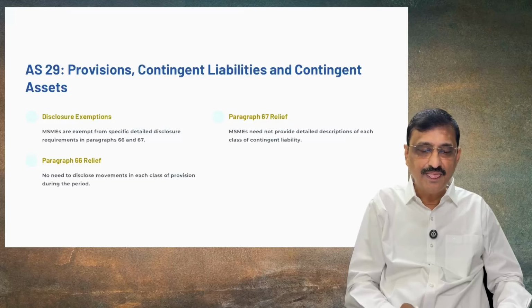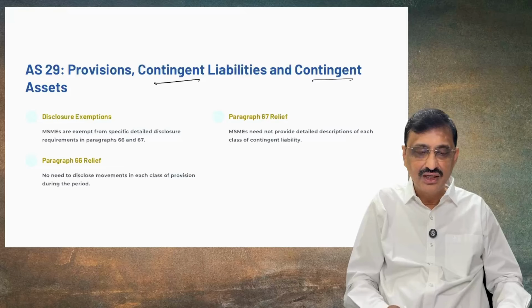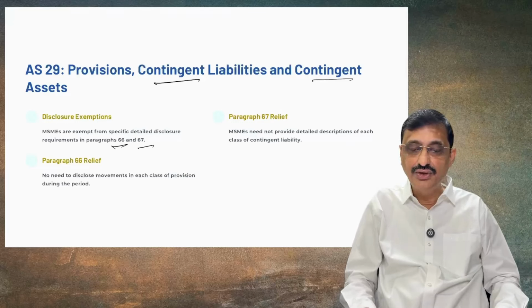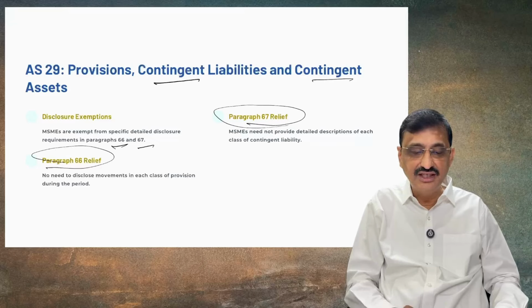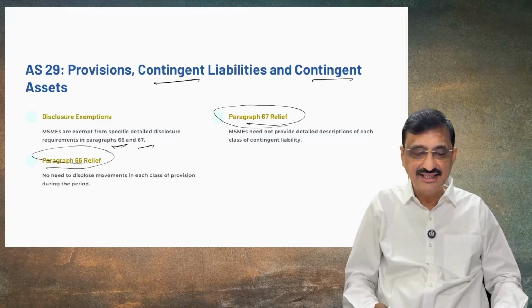Now coming to AS29, provisions, contingent liabilities, contingent assets. These MSMEs are exempt from paragraph 66 and 67. You need not comply with the disclosure requirements as given in para 66 and 67.